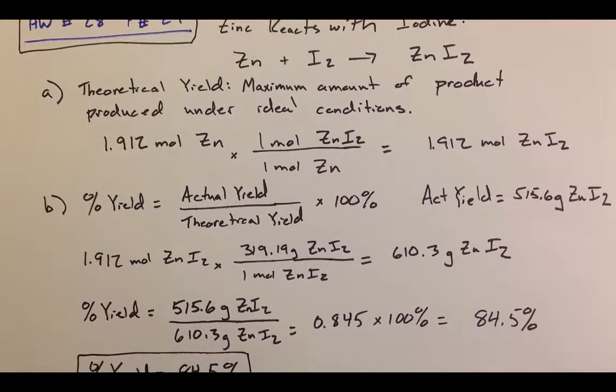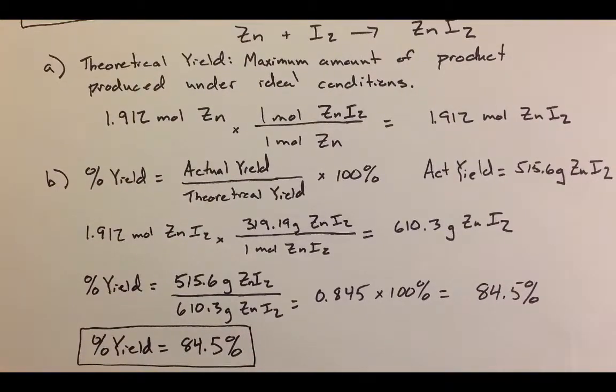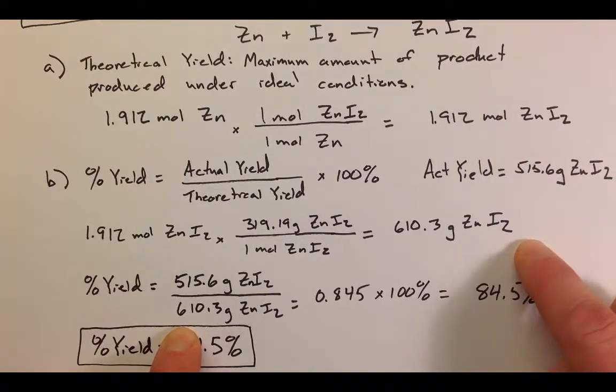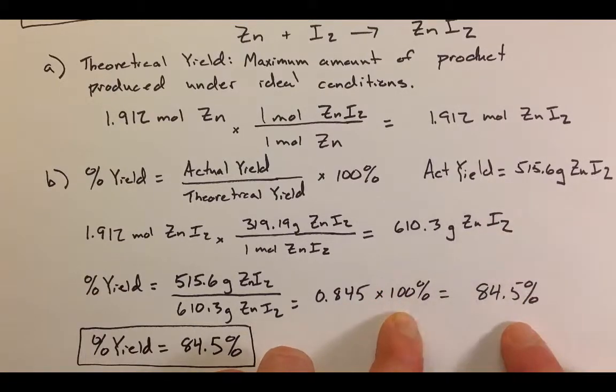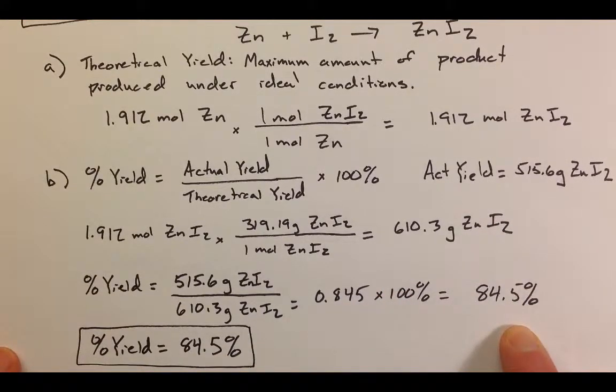Your percent yield then is your actual yield, 515 grams, divided by the theoretical yield, 610 grams. That's 0.845. I multiply that by 100% and get 84.5%. So my percent yield here was 84.5%. I hope that's a good example of how to calculate percent yield.